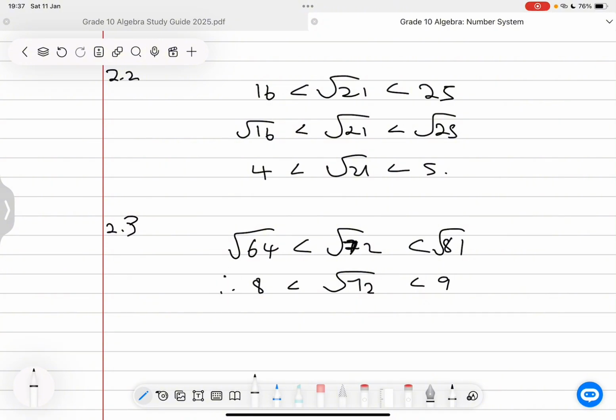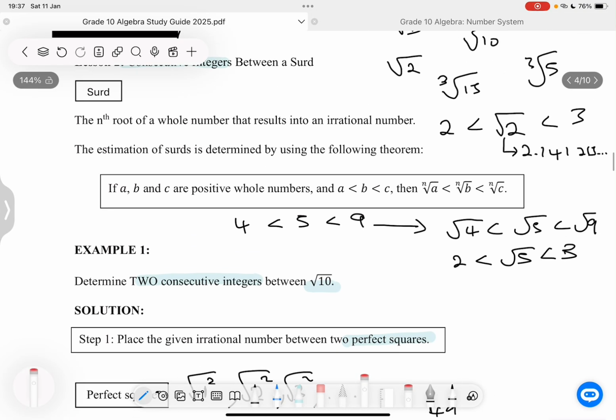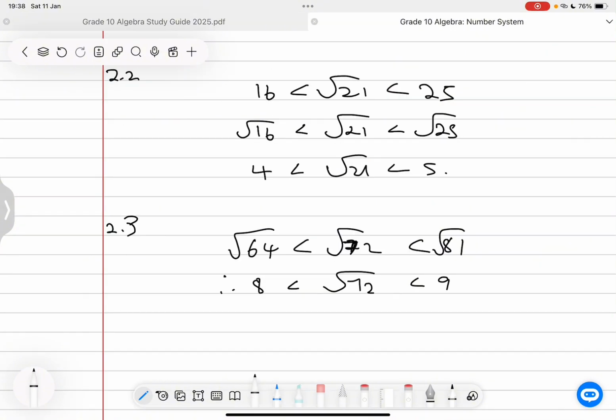And remember now that I'm using the theorem that we spoke about to say if A, B, C are positive whole numbers and A is less than B and B is less than C, then if you take the nth root of those numbers, they will also be in the same order, such that the nth root of A is less than the nth root of B is less than the nth root of C. That's what I'm doing here.